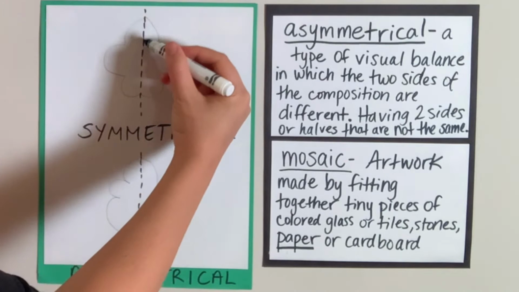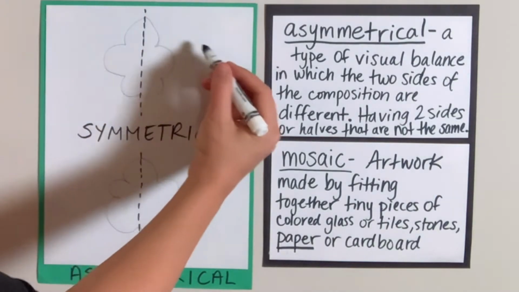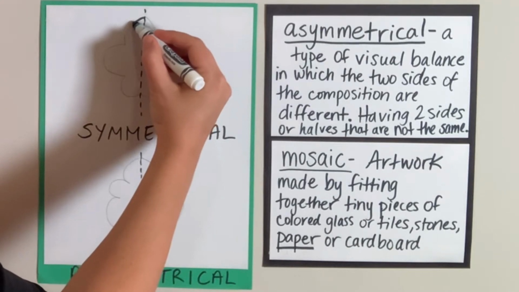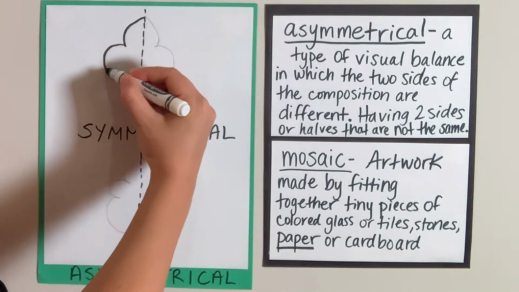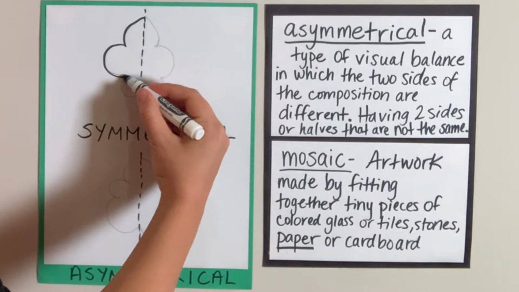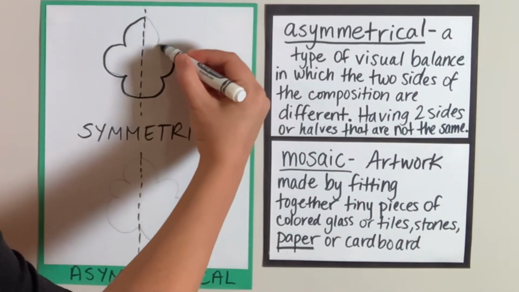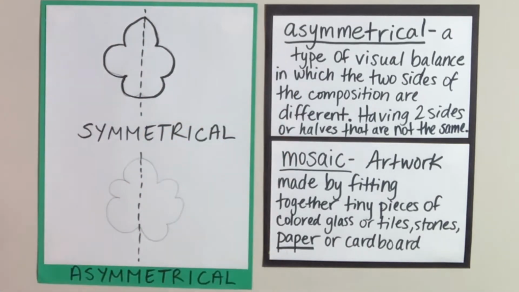So our vertical line is our line of symmetry, so we want it to be balanced on both sides. We want it to be the same, like a reflection in the mirror. We want it to be as if the two halves were exactly the same.